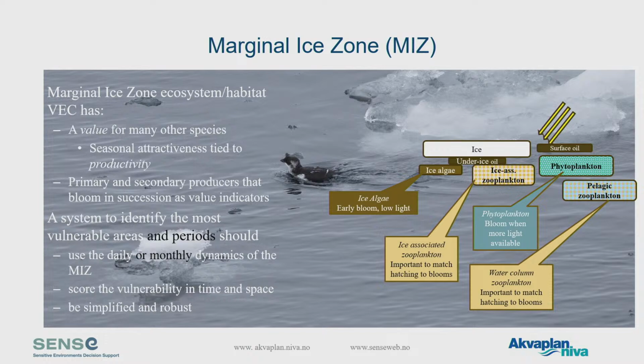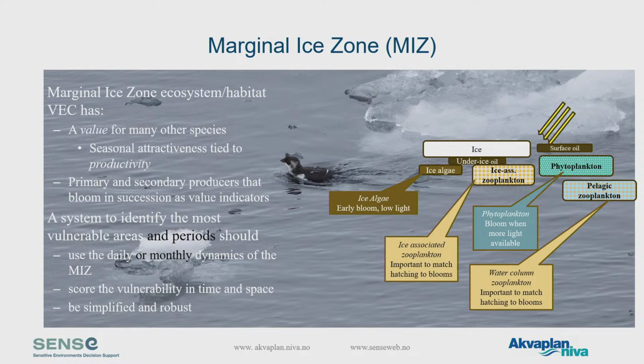The marginal ice zone in ERA Acute context is considered an ecosystem or a habitat VEC, as it has a value for many other species, and this value is tied to its seasonal attractiveness, which is tied to the productivity of the marginal ice zone. The primary and secondary producers that bloom in succession are used as value indicators. And we have four VEC subgroups: the ice algae and the ice-associated zooplankton, which both can be exposed to oil that's under the ice, and the phytoplankton and the pelagic zooplankton that can be exposed to oil in the water column.